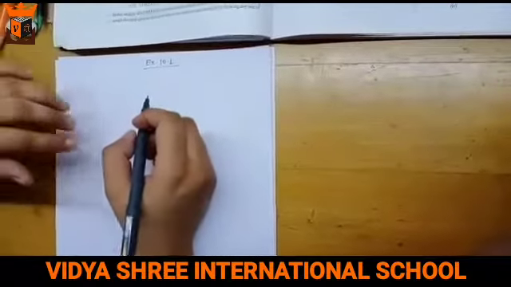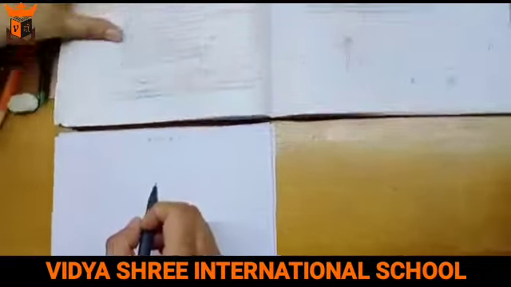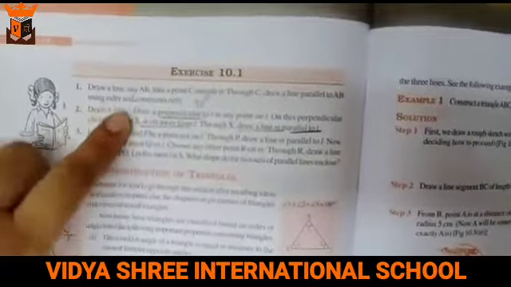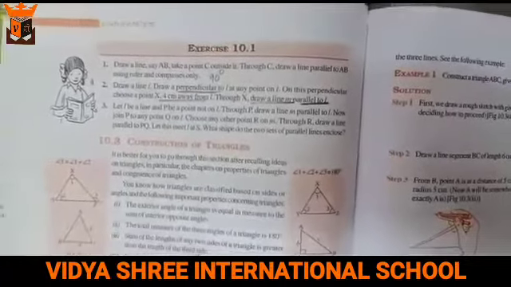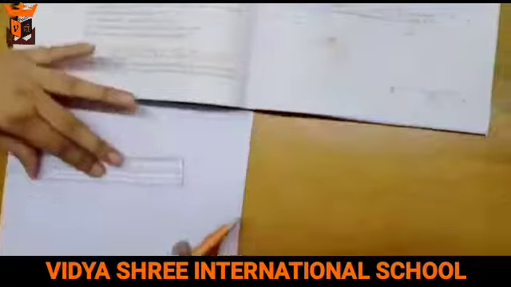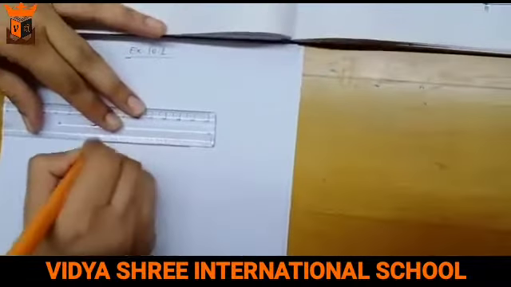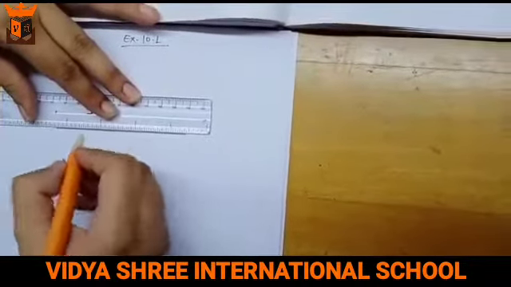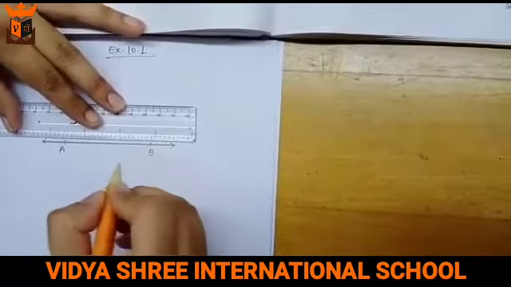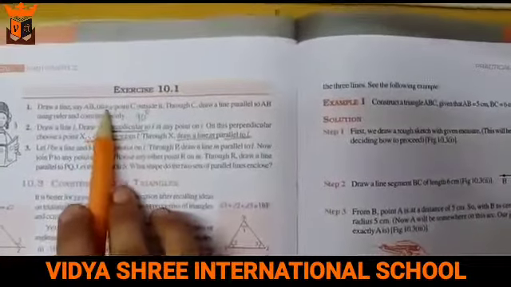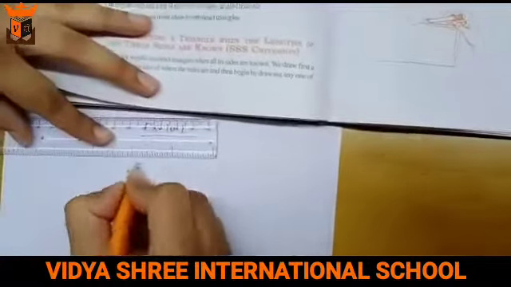In exercise 10.1, our first question is, draw a line say AB. Now first of all we need to take a line AB. So first of all you have to draw a line AB. And then in the question they are saying take a point C outside it. Now we are taking a point C outside it.